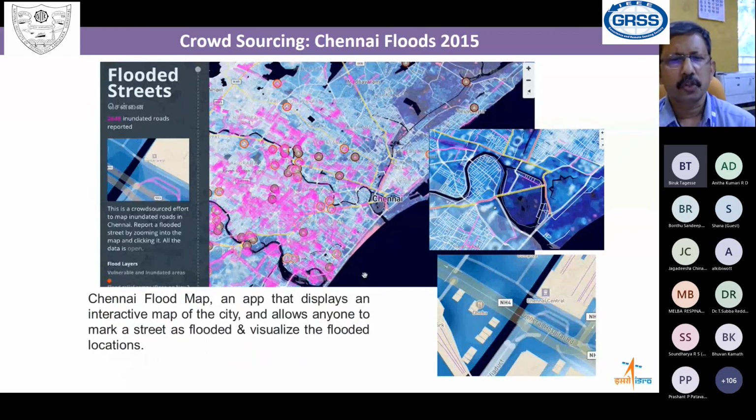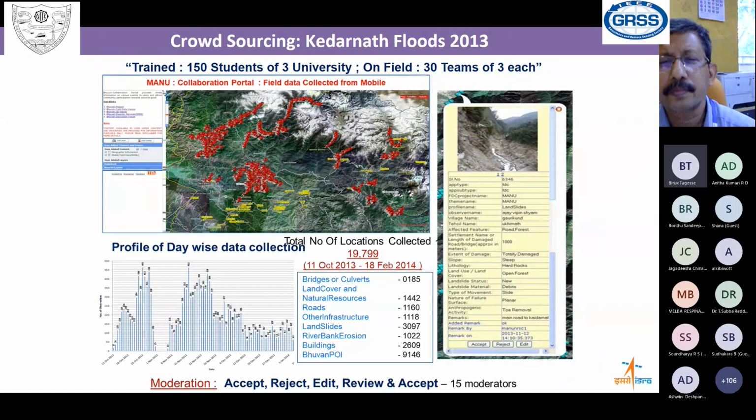A very recent development in geospatial technology is crowdsourcing. During the 2015 Chennai flood, the crowdsourcing technique was used to direct relief and rescue to the people who were in need. It was also used to develop the database on the impact of the Kedarnath flood. Using around 150 students from 3 universities with a small app loaded onto their mobile phones, we could collect information on the type of damage and all the impacts at every place in the area. In 3 months, around 19,800 samples were collected across the state.